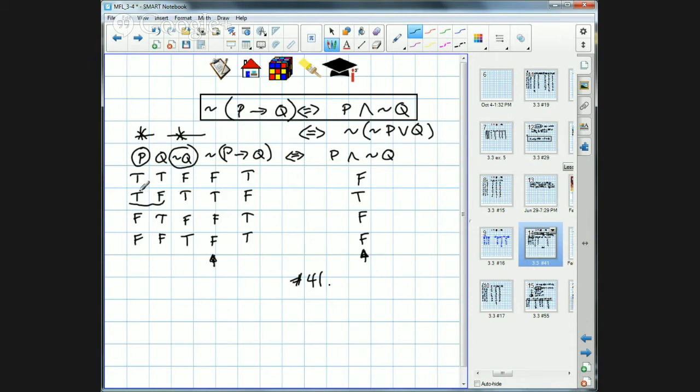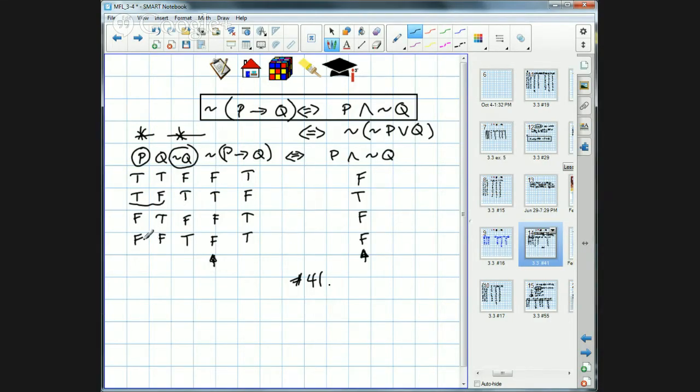Back over to the left. True, false. They're not both true. True, true. Excuse me, I looked in the wrong place. True, true. They are both true. True. False, false. They're not both true. False. And false, true. They're not both true. False.